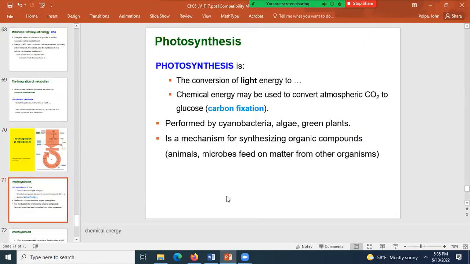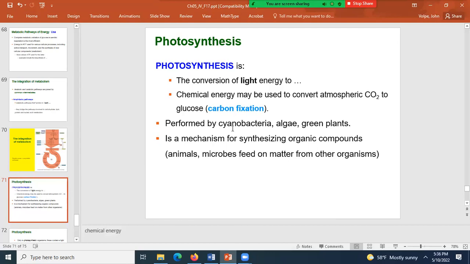If not, let's move on to our last topic, photosynthesis, the conversion of light energy into chemical energy. The chemical energy may be used to convert atmospheric CO2 to glucose. And we do need CO2 and water to make glucose. This reaction is called carbon fixation, where you fix carbon dioxide and water into glucose.